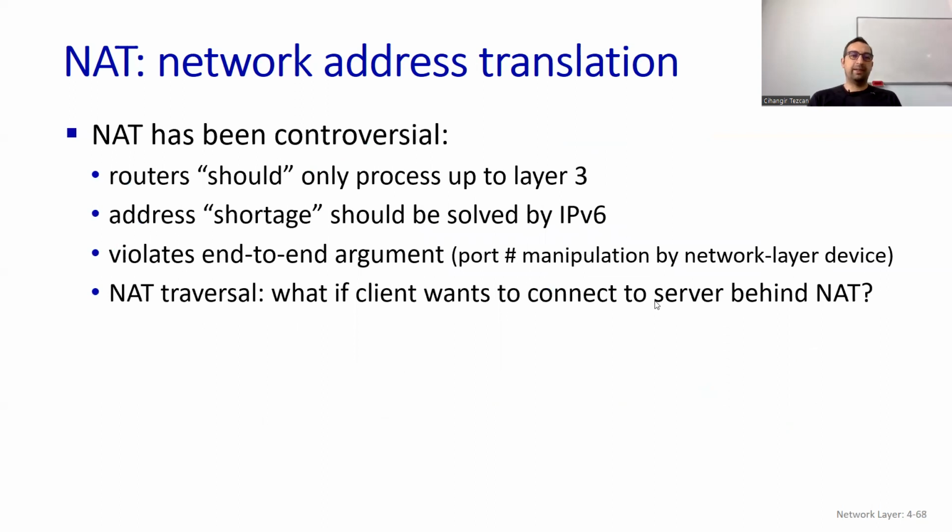So yes, NAT has been controversial. A router should only process up to layer 3. Here we are working at the layer above it, layer 4 if you're counting from bottom to top. Address shortage should be solved by IP version 6. Also there is the end-to-end argument, and port number manipulation by a network layer device.